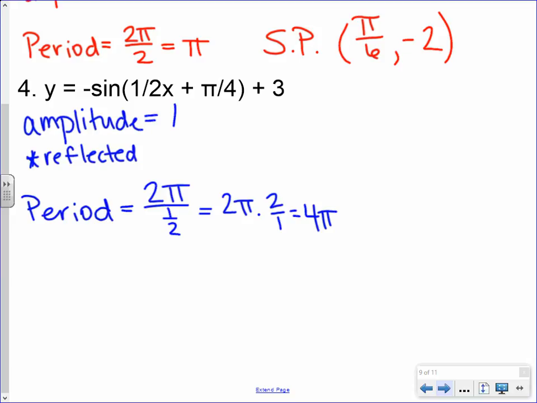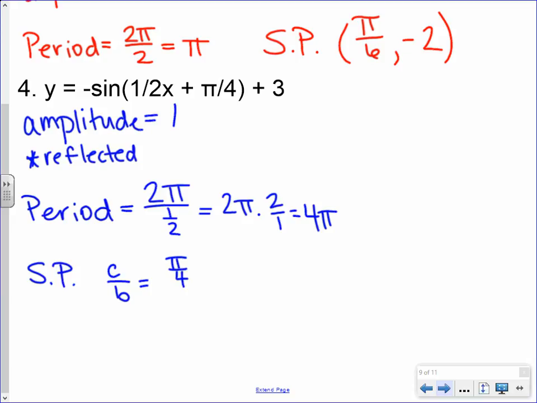All right, now for the starting point. We need to find c over b for our x coordinate. Kelsey, what is the c value? Pi over 4, she said.